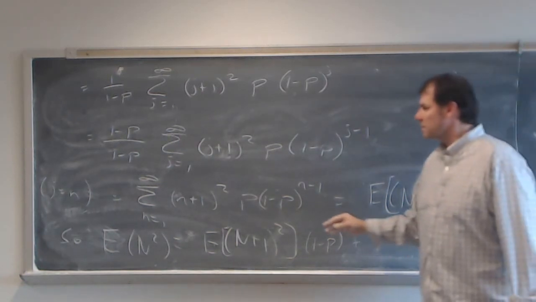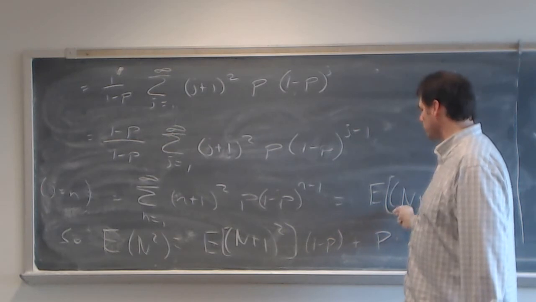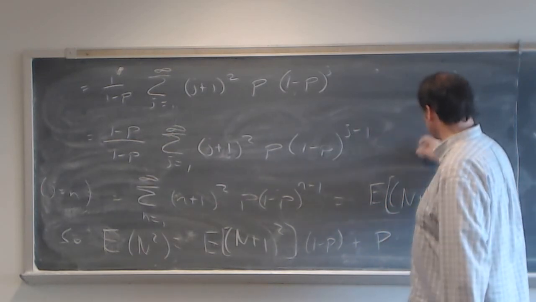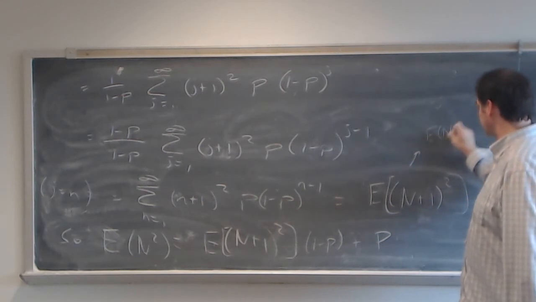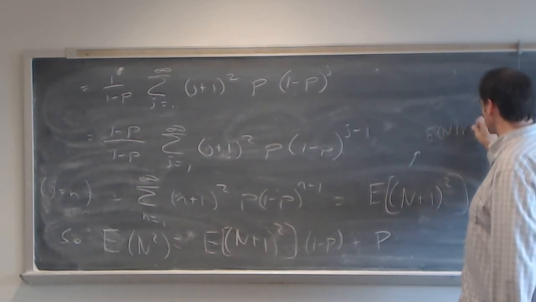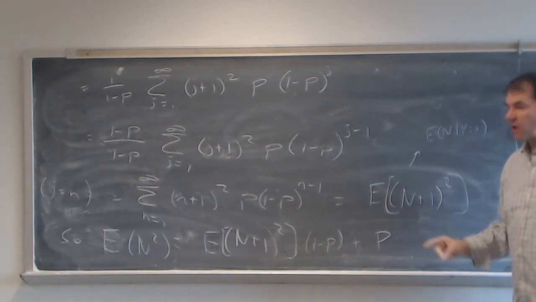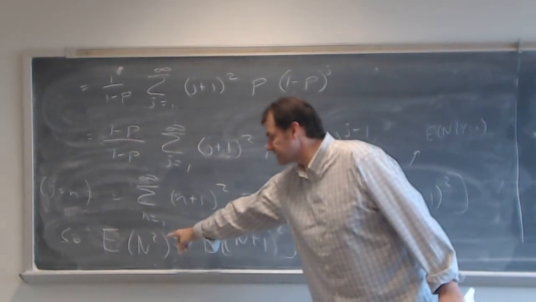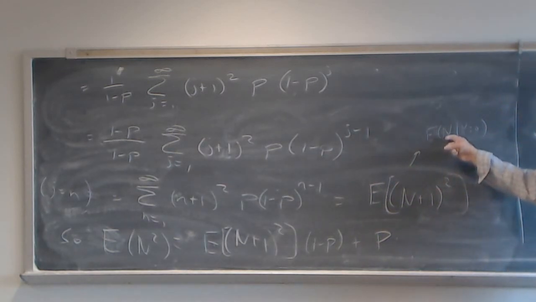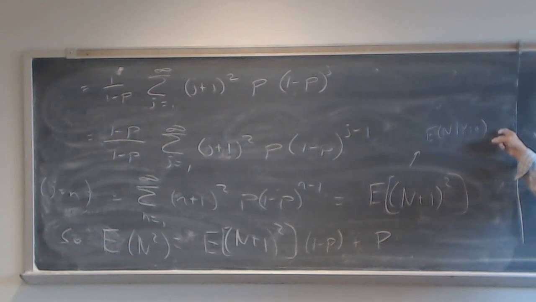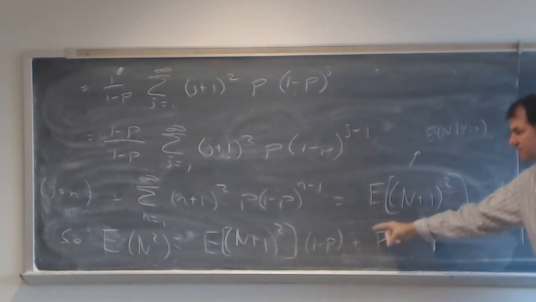So, look, all this work was to find, remember what this was. This was the expected value of n given y equal to 0. Where was it involved? It was involved in calculating the expected value of n squared, because the expected value of n squared was the conditional expectation of n given y equals 0 times 1 minus p, plus the expected value of n given y equals 1 times p.